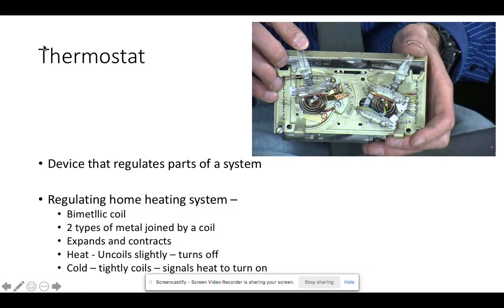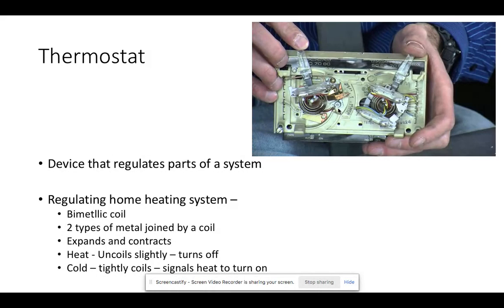Our thermostat, everybody has a thermostat in our house. This is a device that regulates your heating and cooling system. Regulating your home heating system, it has a bimetallic coil, and there are two types of metal, if you look in the picture, and they're joined by another coil. They're different metals joined together. They expand and contract when it gets hot or cold.